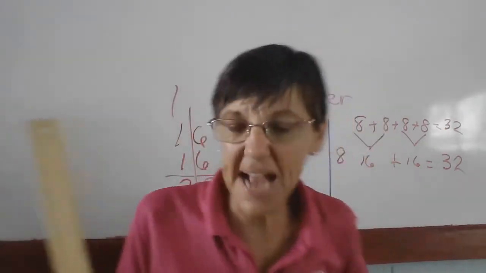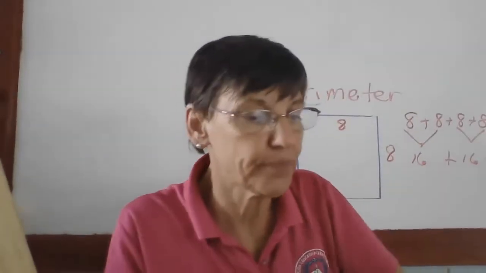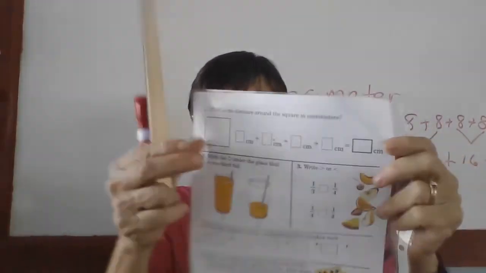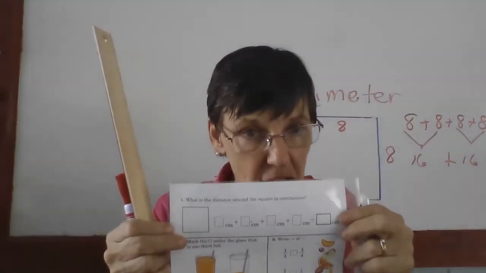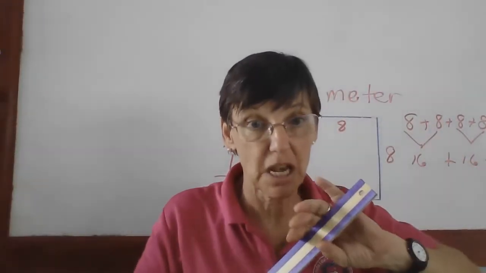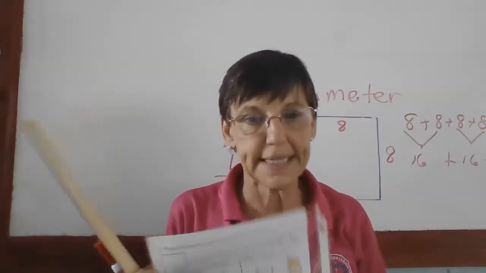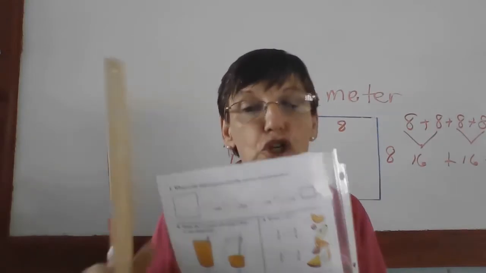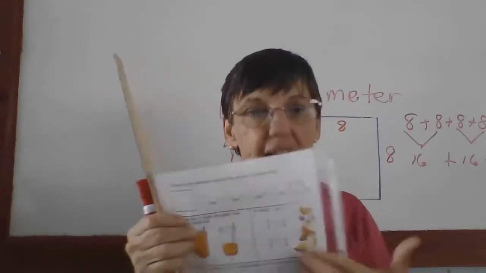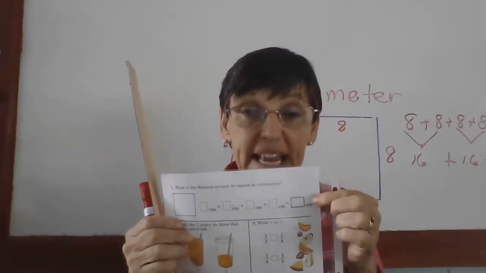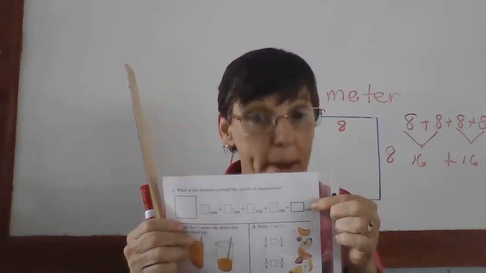Anyway, back to your stuff. So what are you going to do? You're going to measure this, and what does it say? In centimeters. I measured mine in inches, because I have a different one. I wanted to make it big so you can see. Okay? You're going to measure yours in centimeters. Add them together to find out what is your perimeter.